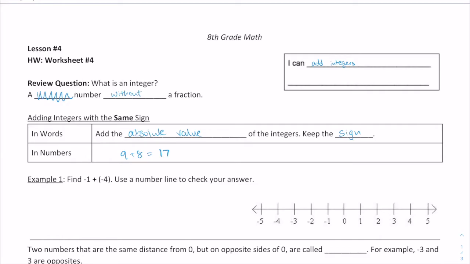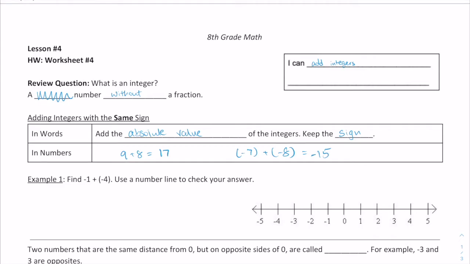Another example I want to go over is if I have negative 7 plus negative 8. Notice how my signs are the same, so this is the category that it falls under. You still add the absolute values of the integers. You notice how I have 7 and 8, so 7 plus 8 is 15. But in this case, you have to keep the same sign. If both my integers are negative, then my final answer also has to be negative.